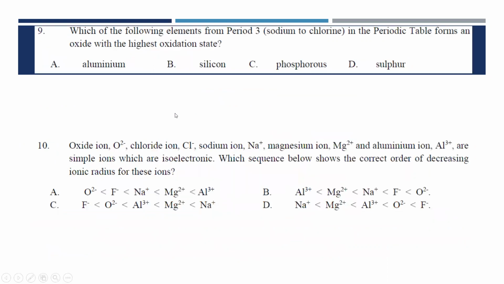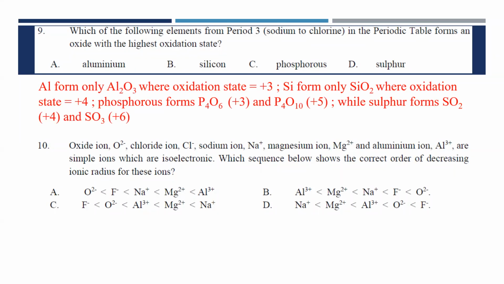Then we go to question number 9. Which of the following elements of period 3, sodium to chlorine, in the periodic table forms an oxide with the highest oxidation state? Okay, so here you can form sulfur, so automatically sulfur. Aluminium only forms Al2O3 with a +3. Si forms SiO2 at +4.